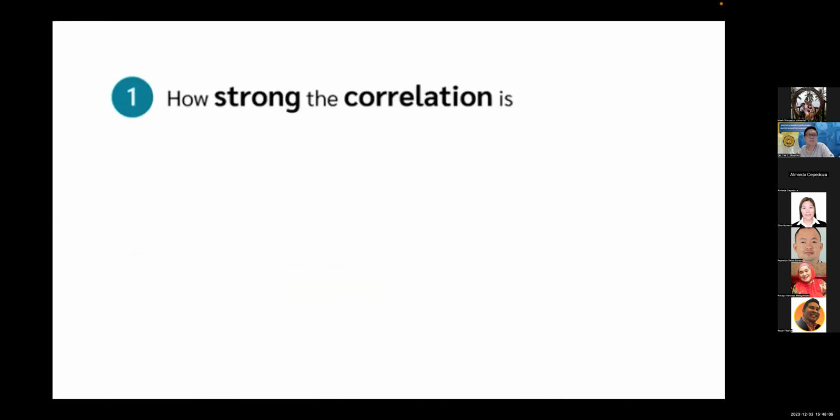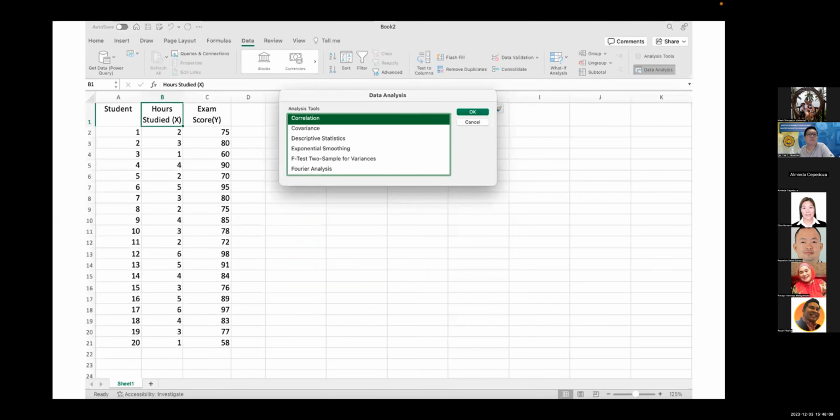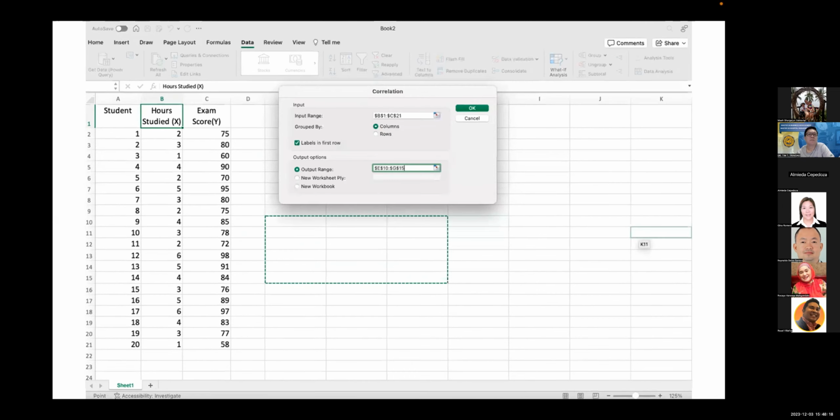So again, on our data, first we want to know how strong the correlation is. In order to do that, we use our friendly Microsoft Excel. First we click the data analysis icon, then correlation on the correlation analysis tool. Then we identify our input range, which is from cell B1 to cell C21, grouped by columns, and then check labels in the first row and identify our output range, in this case, cells E10 to G15.